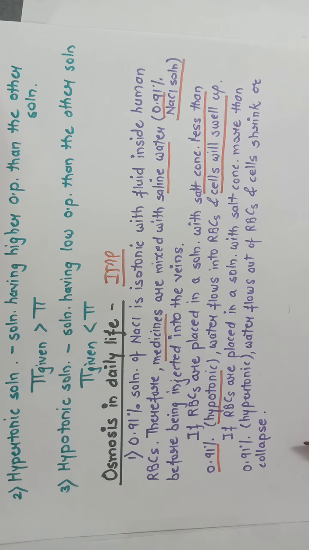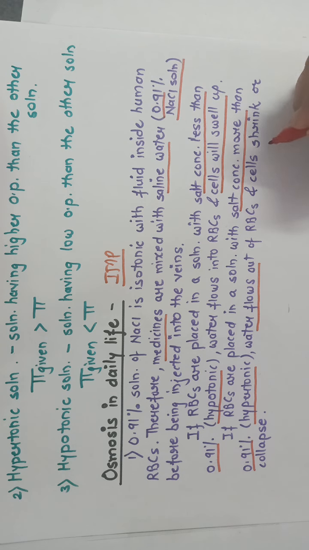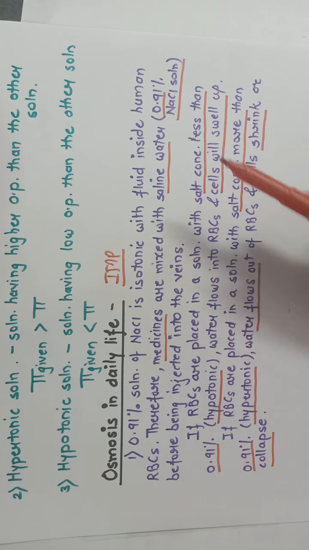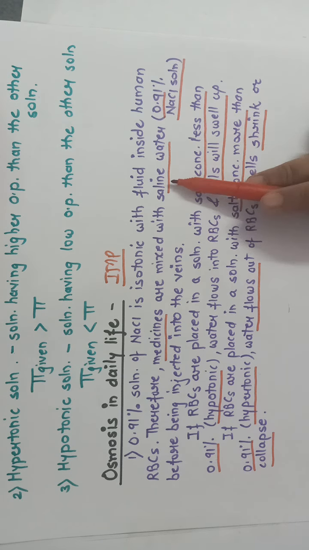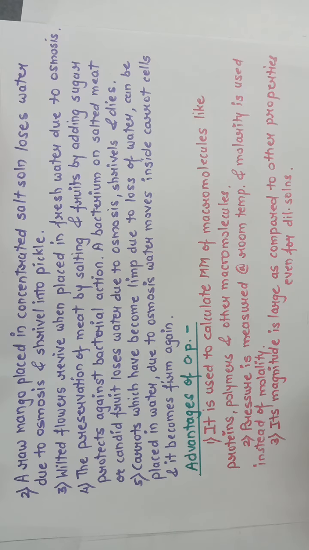Let us consider the reverse situation. If the salt concentration is more than 0.91%, now the solution will become hypertonic. Now whatever fluid is present inside the RBC will flow out. As a result, the RBCs will shrink and collapse. So both these conditions are lethal to us, and therefore all the medicines, before they are injected in our body, are mixed in saline water, that is 0.91% NaCl solution.